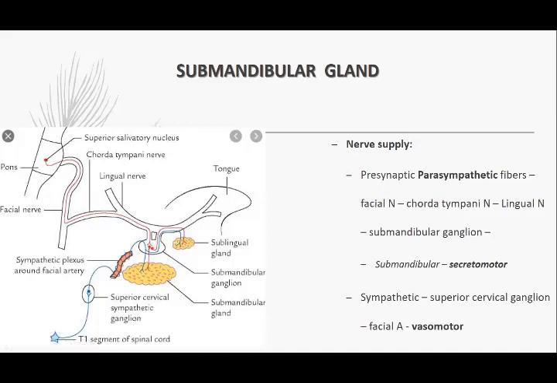From there, postganglionic fibers arise and they supply the gland, submandibular gland. Okay? And obviously, the parasympathetic fibers provide secretomotor fibers to this gland. The stimulation of these secretomotor fibers would produce secretions. Obviously, secretomotor का मतलब ये होता है कि they produce secretions.